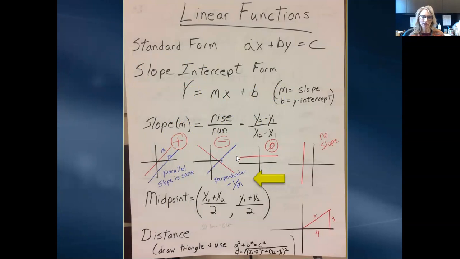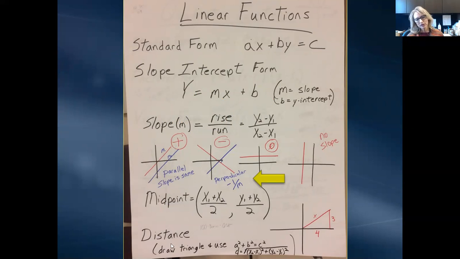A line that's horizontal has 0 slope, and a line that is vertical has no slope. Okay. The midpoint is found by adding. So if you needed to get a midpoint between two points, you would add the x values and divide by 2, and add the y values and divide by 2, and that would give you your midpoint.